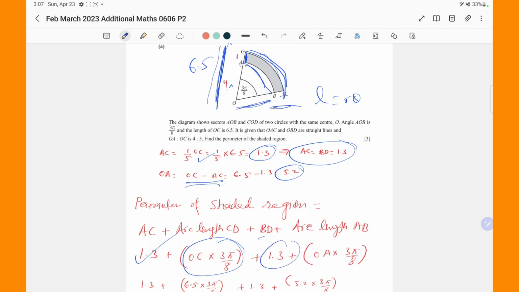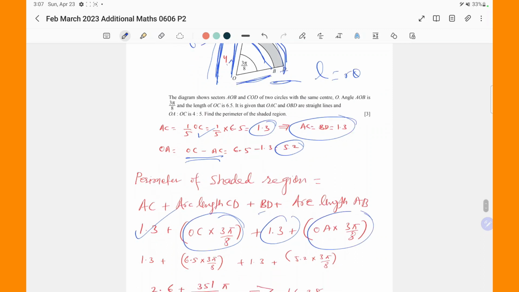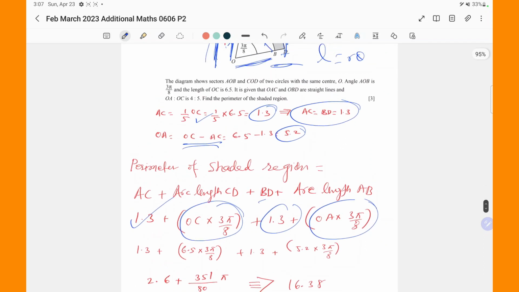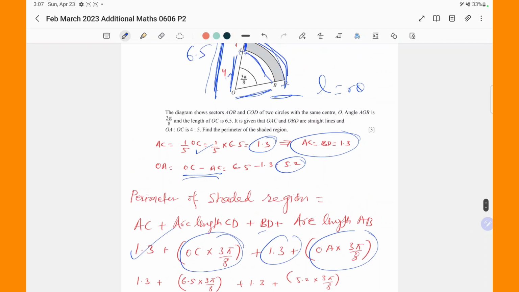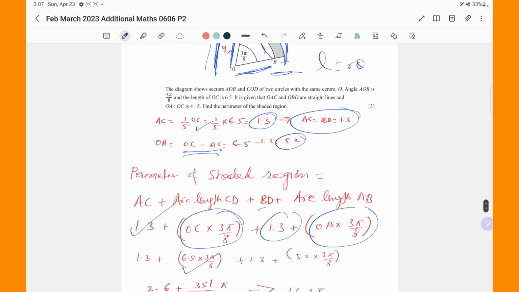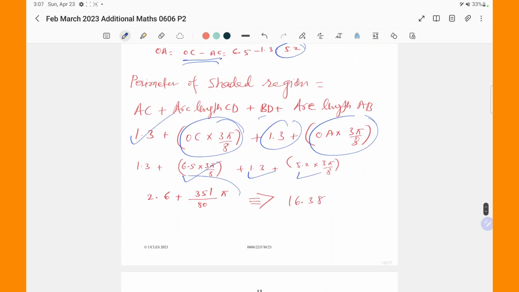For this we need to find this radius. So R theta, so OA times theta, 3 pi by 8. So 1.3 plus OC was 6.5. So 6.5 times 3 pi by 8, 1.3. OA is 5.2. We already found 3 pi by 8. Just calculate everything. You will get 2.6 plus 351 pi over 80, or 16.38.